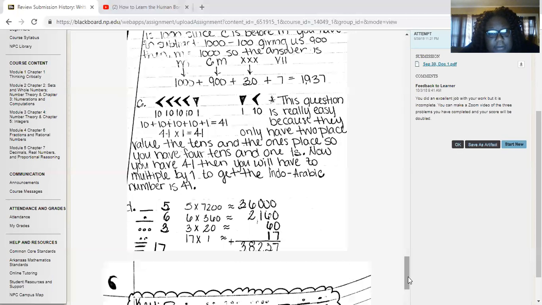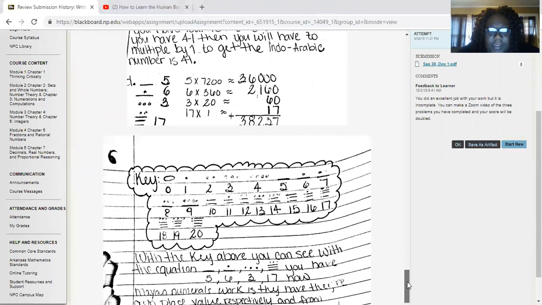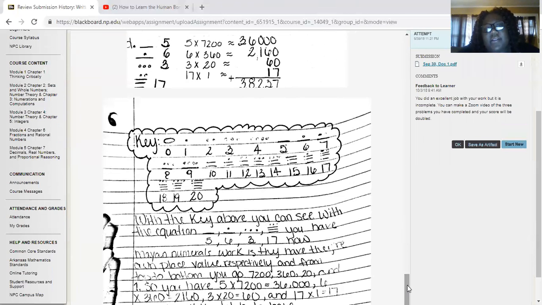Also with this key, this is really easy because they only have 2 places, the 10s and the 1s place. So you have 4 10s and 1 is 41. So it really wasn't that hard. And I gave you my little key here that triangles is 1, the upside down triangles, and then like the boomerang, it's 10. So 41 times 1 equals 41. All right. Next, we have this little key here.